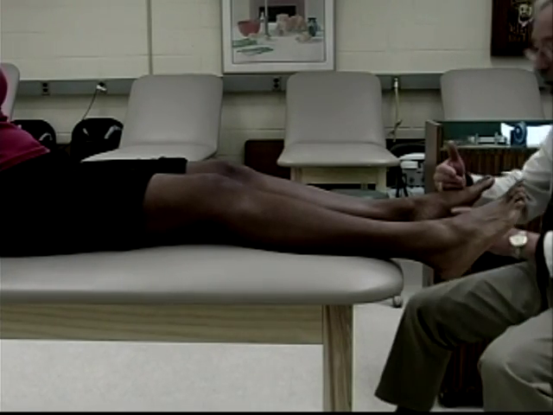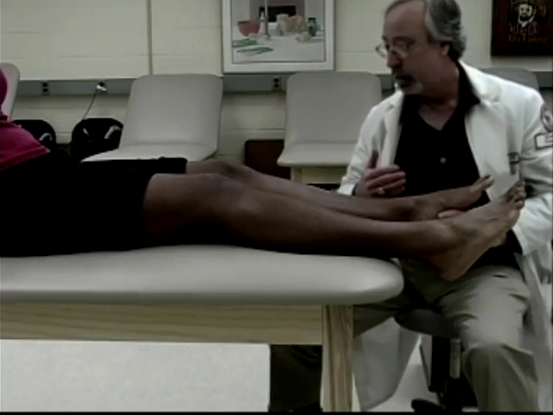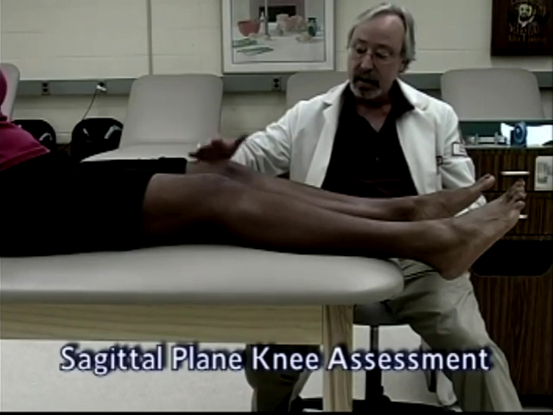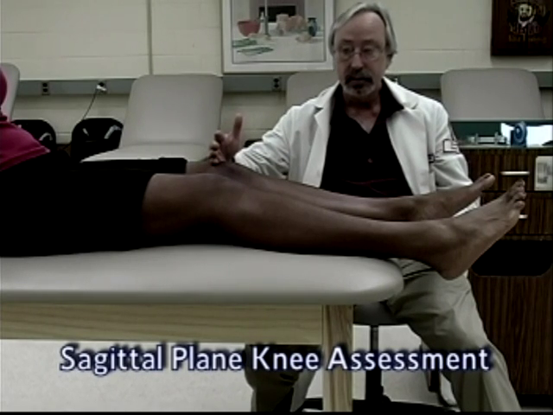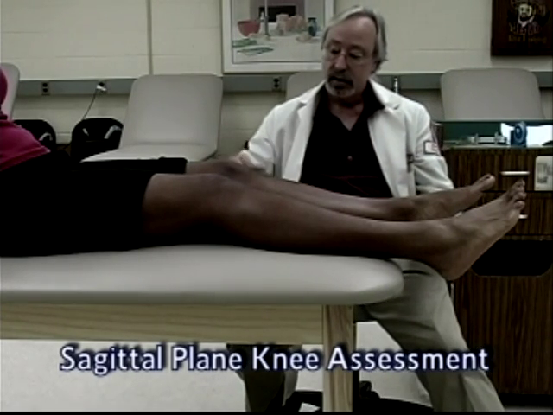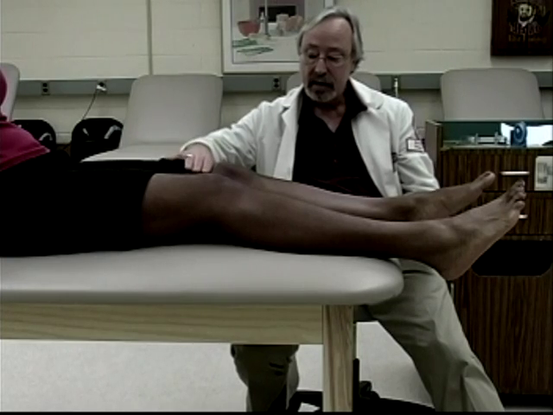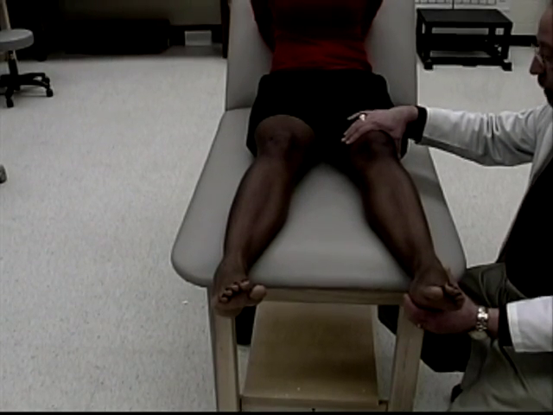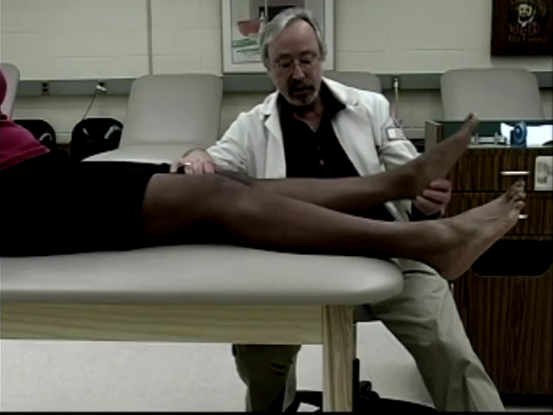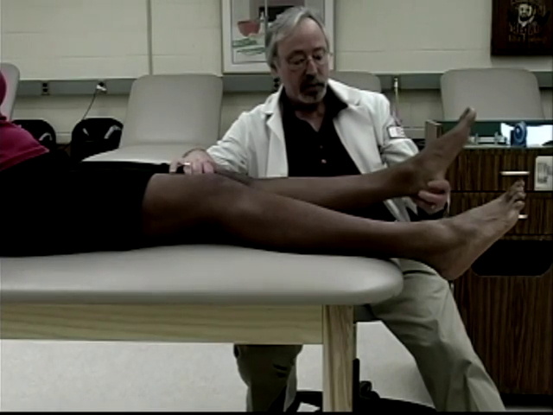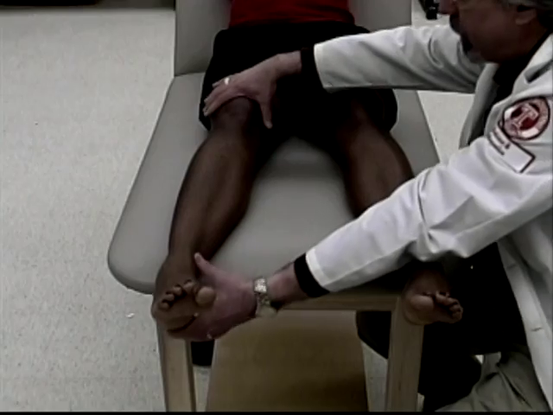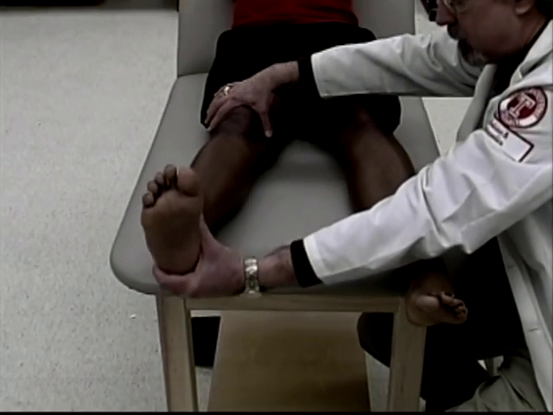The next thing we look at, working down from proximal to distal, is going to be the sagittal plane knee extension. To see if there is any laxity in the knee, we simply place a hand above the patella, holding the thigh down as we elevate the leg. Normally, we may see about 10 degrees of elevation or extension of the leg at the knee. And we always check both sides.